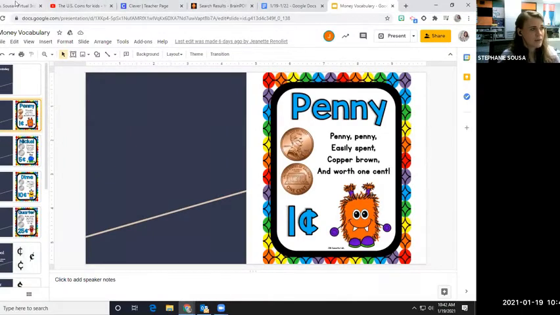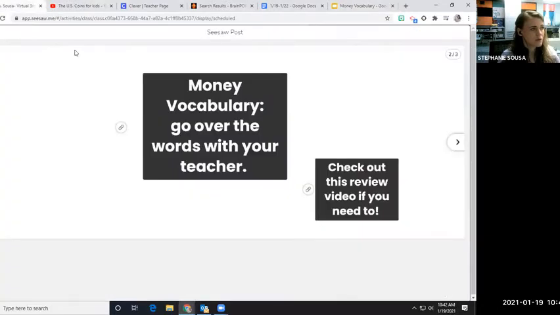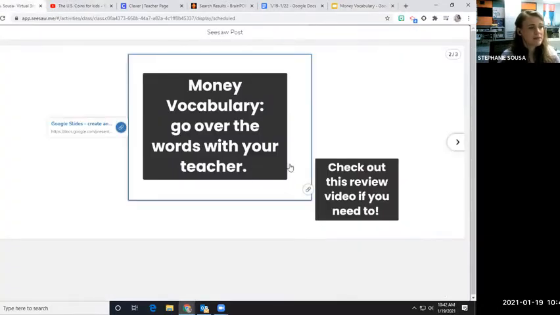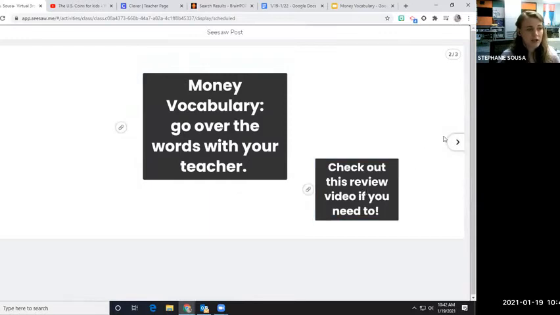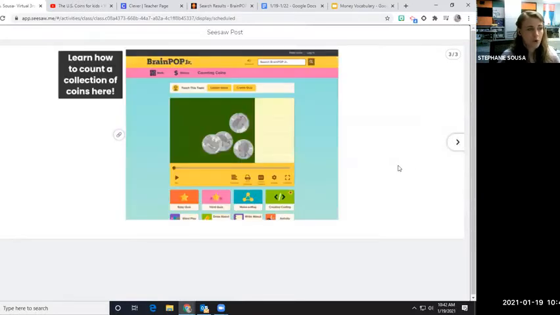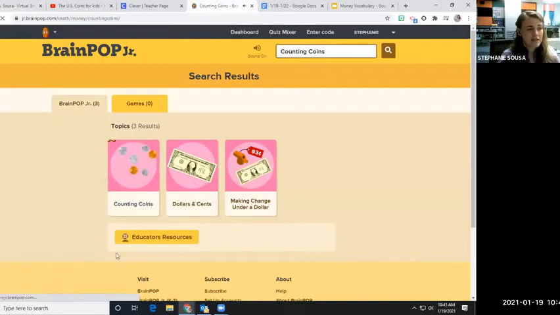All right, coming back to our Seesaw. Which of these tabs is it? There it is. We've gone over our vocab. Now we're going to take a look at how we count coins, okay? So we're going to take a look at this Brain Pop Junior video and how we are going to count coins in 3rd grade, all right? There's a specific way that we would like for you to count, and this is it.